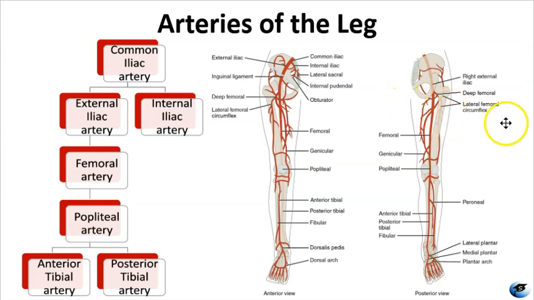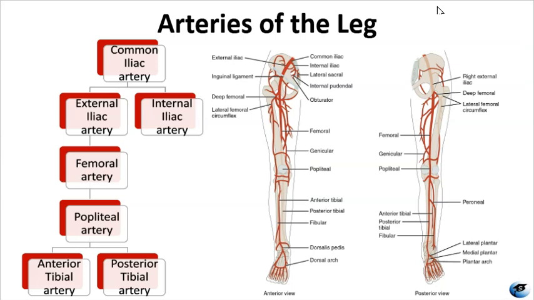Now moving into the thigh, the deep femoral artery, also known as the profunda femoris, branches off the femoral and sends off the lateral femoral circumflex artery, which supplies blood to the thigh muscles and hip joint. Then around the knee, the femoral artery becomes the popliteal artery behind the knee and gives rise to the genicular arteries, which supply the knee joint.